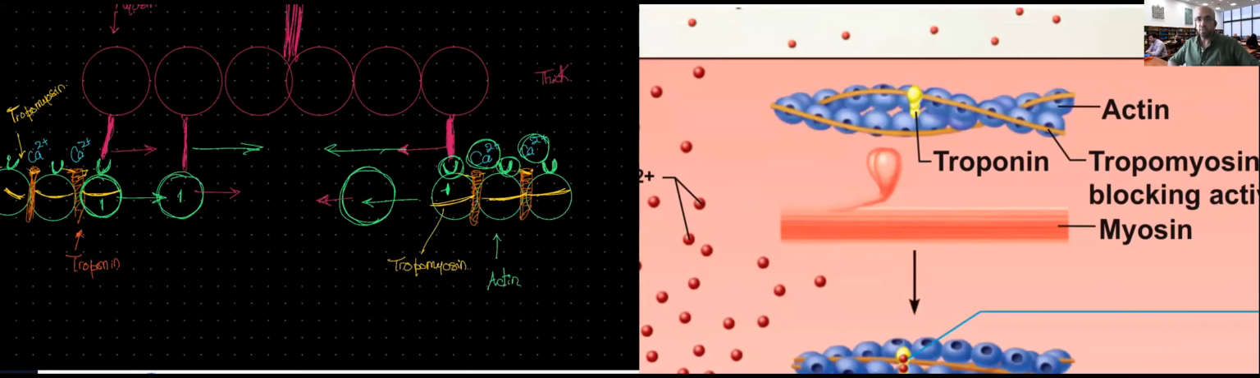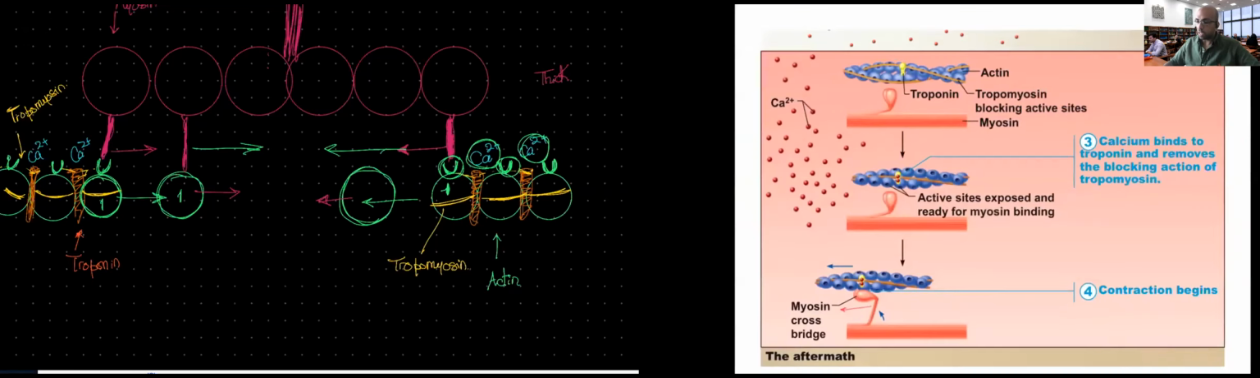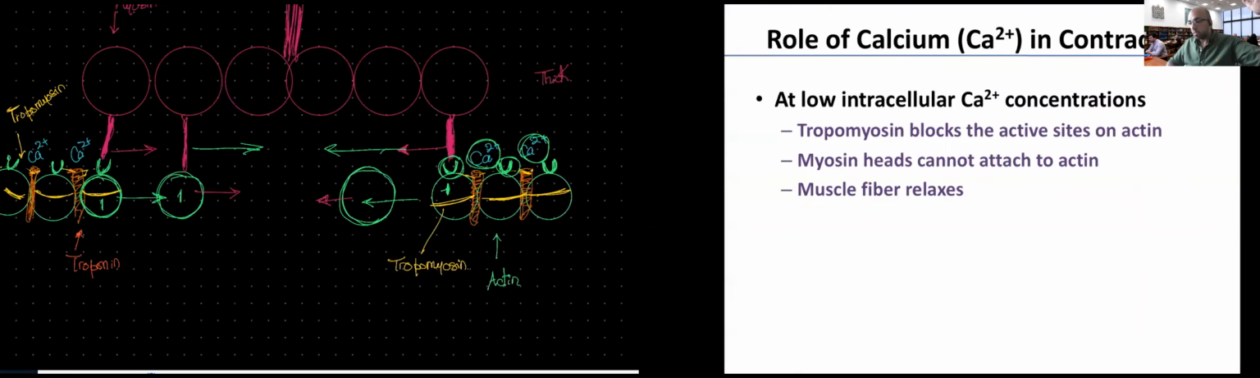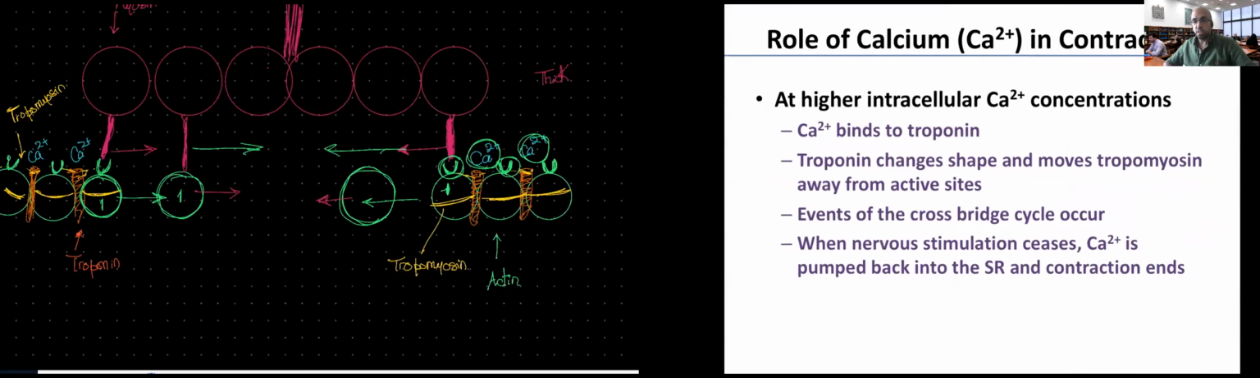Tropomyosin is covering the binding sites on the actin subunits. Myosin heads are not able to attach to the actin subunits. What happens if I have high intracellular calcium levels? Once I get the signal, the sarcoplasmic reticulum is going to be releasing the calcium out into the cytoplasm. This is going to increase the calcium levels inside the cytoplasm.